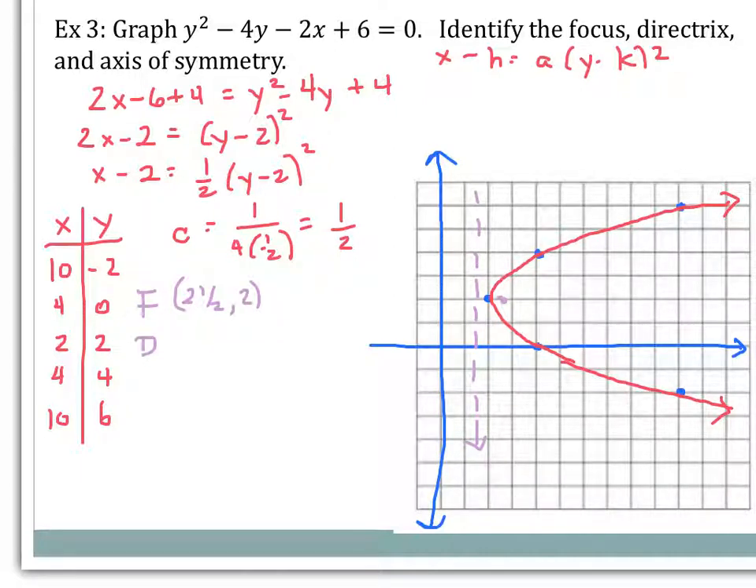The directrix crosses the x-axis. We took off half, so 1.5. You can do 1.5. And then the axis is perpendicular, and it goes through the vertex. And that's how we do these problems.